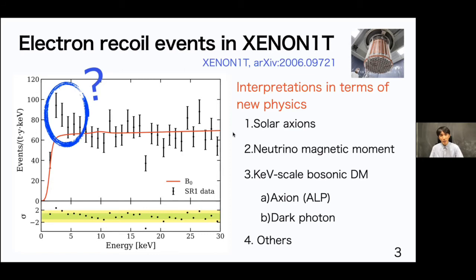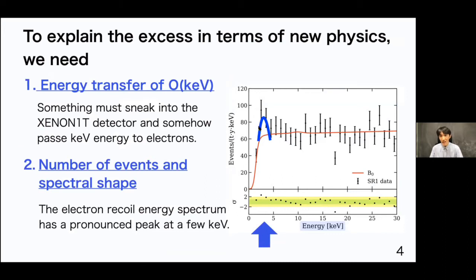But anyway, all those models must explain the following two points. Namely, to explain the excess around keV, some particle must sneak into the XENON1T detector and somehow give an energy of order keV to either electrons or photons. And also, the number of events and the spectral shape must be explained. So these are very important constraints on the models. For instance, if the predicted spectrum were too soft, it would not give a very good fit to the data.